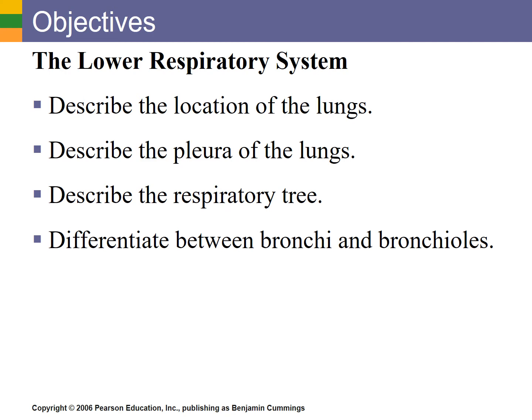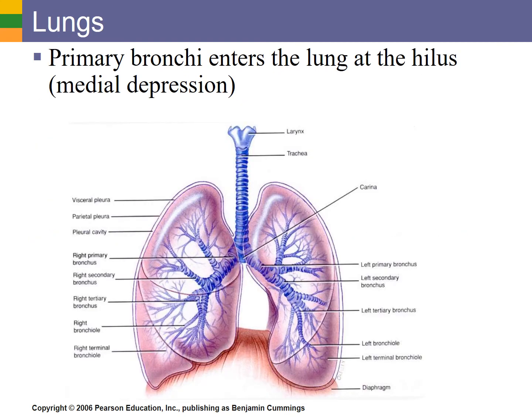We have now arrived at the lungs. So for our final learning objectives, we will cover the following. We're going to describe the location of the lungs, describe the pleura of the lungs, describe the respiratory tree, and differentiate between bronchi and bronchioles. The primary bronchi enter the lungs at these depressions, which are called hilli or hilus.